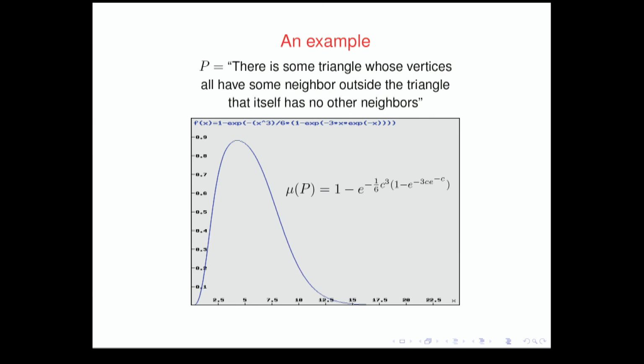There is some triangle. This property I made up; I cooked it up a little bit from Spencer's book to have the shape that I wanted. The property is: there is some triangle whose vertices all have some neighbor outside the triangle that itself has no other neighbors. It doesn't matter whether it makes sense or not. What I wanted is a property that has this probability, and in fact you can make as many ups and downs as you like by alternating quantifiers. So the probability of this property is this strange-looking function, or not so strange, actually, it's very natural.